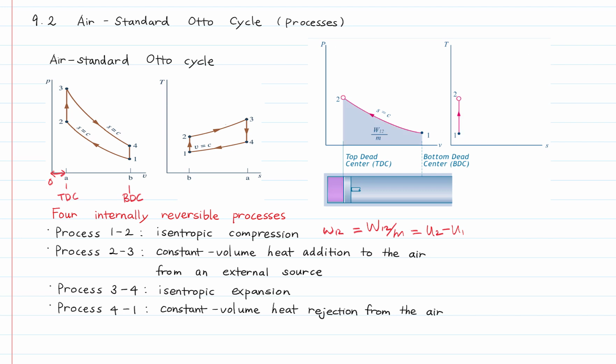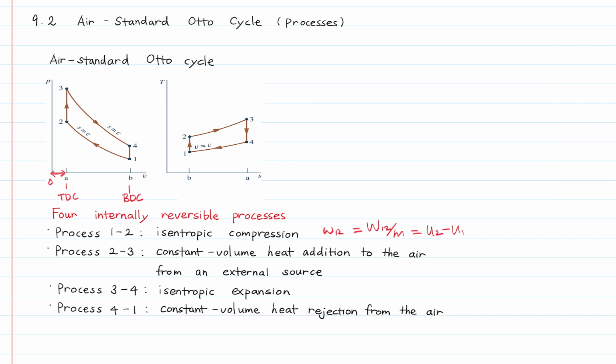The combustion process is replaced by the heat addition to air from an external source. Using the energy balance, we got the heat transfer to air is the specific energy difference between state 3 and 2.